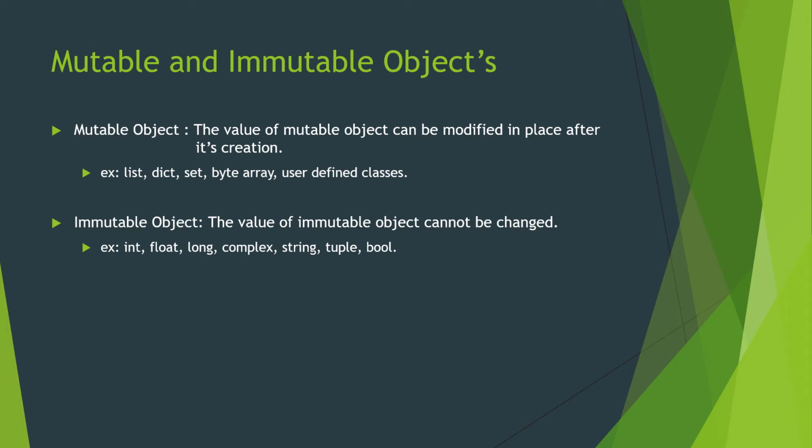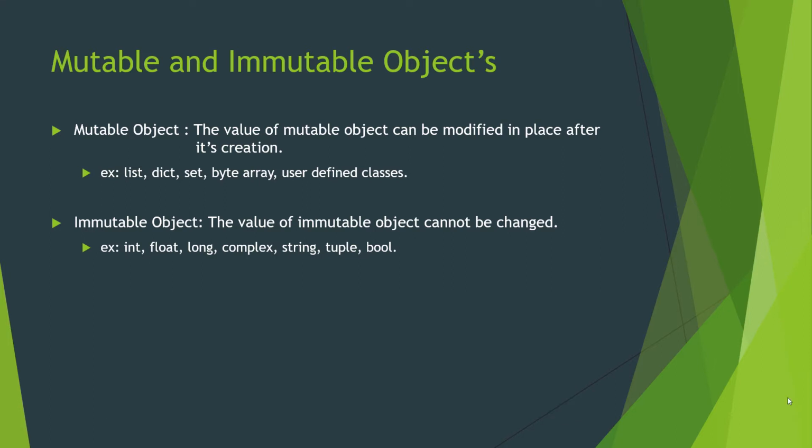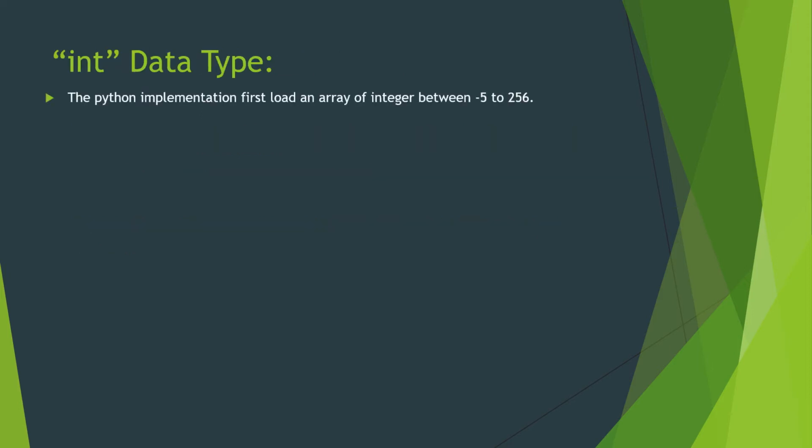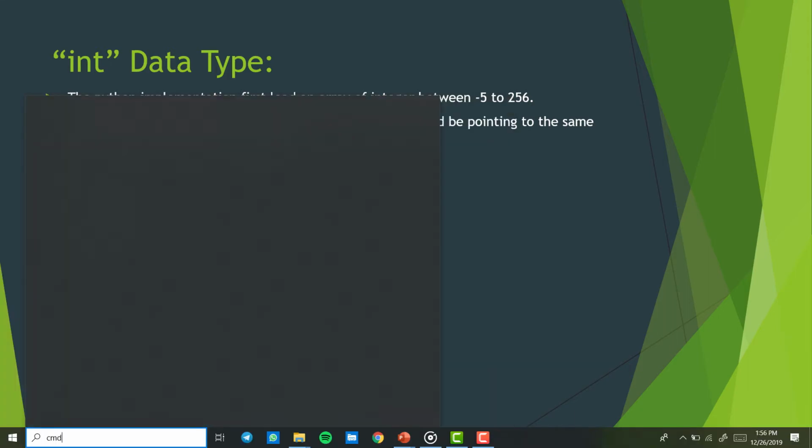It doesn't mean that the value cannot be changed. The value can be changed, but its address is also going to change. This means for each new object, a new address is allocated, and if it is the same value, then only a reference is going to be created. Now let's look at integer data types in Python. In Python, if an integer value is between -5 to 256, then it is going to refer to the same object, means the same address. And if the value is other than -5 to 256, then a new object is going to be created.